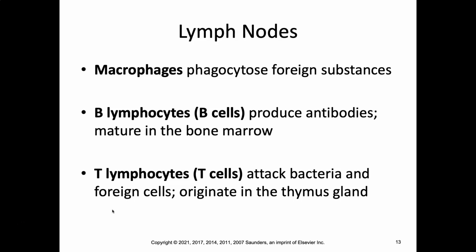What types of cells are we talking about in those lymph nodes? Macrophages, B lymphocytes, and T lymphocytes. You may have heard of B cells and T cells. This is a really good slide. If I were you, I would make these into flashcards, because these three are pieces of information you will need. Hint, hint.